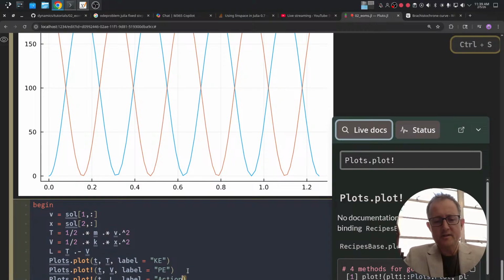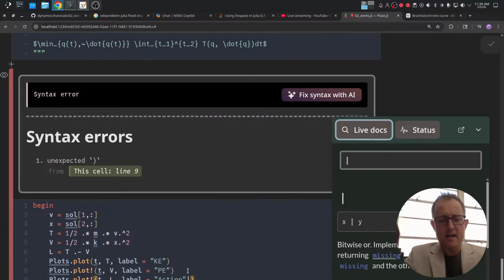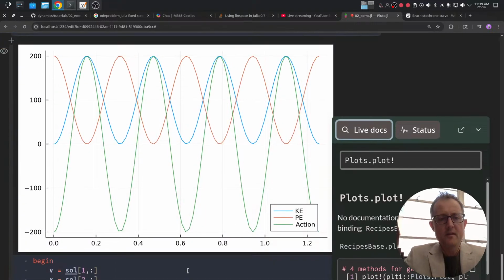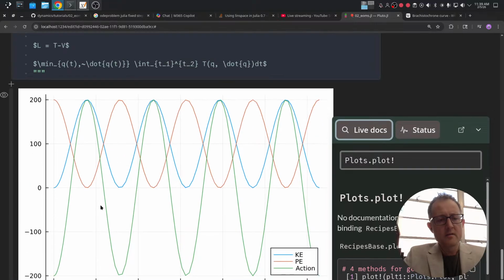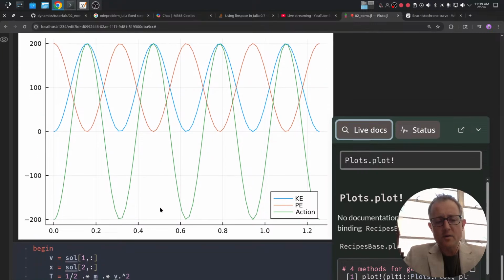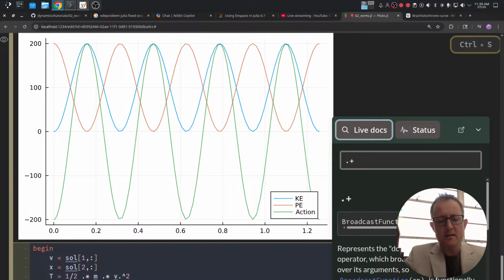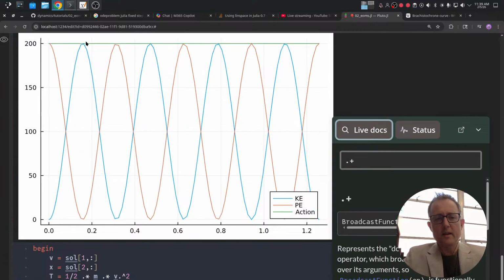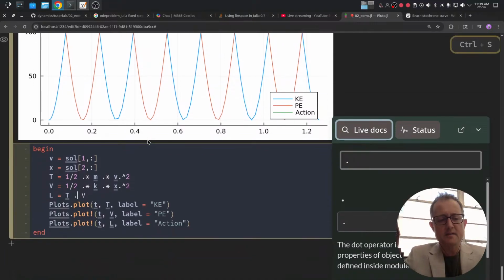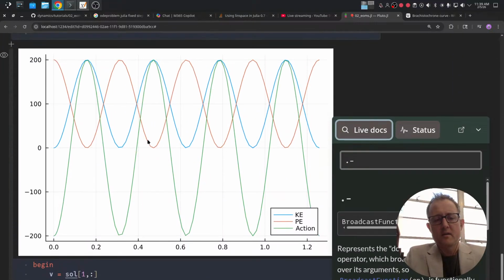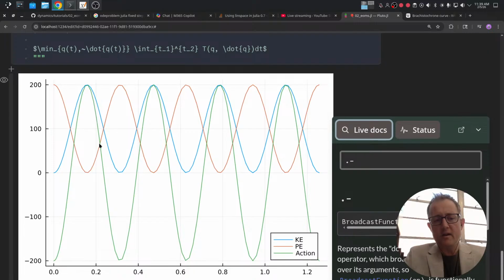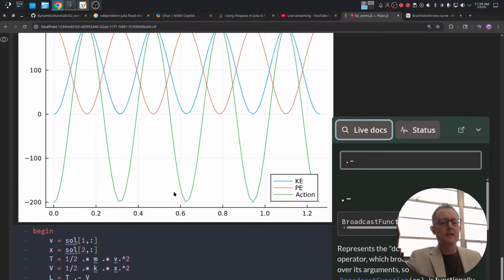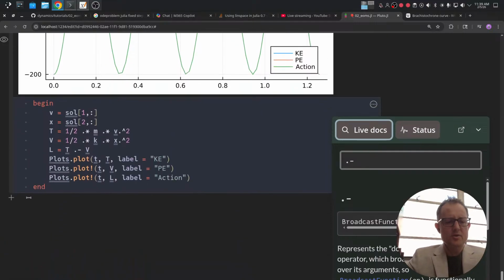And we'll call it the action since it's T minus V. L is action. And here, it's this different curve. If I add the two, total energy has to be constant. But T minus V, we're trying to minimize the area under this curve in our definition. So let's try to do that.